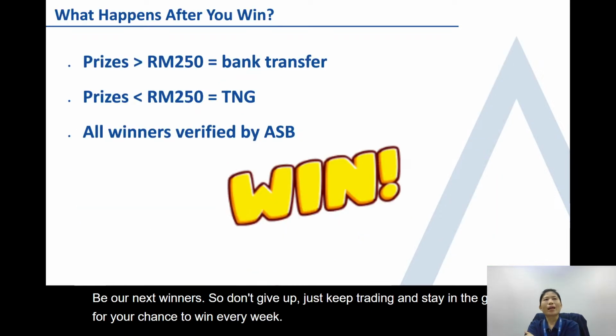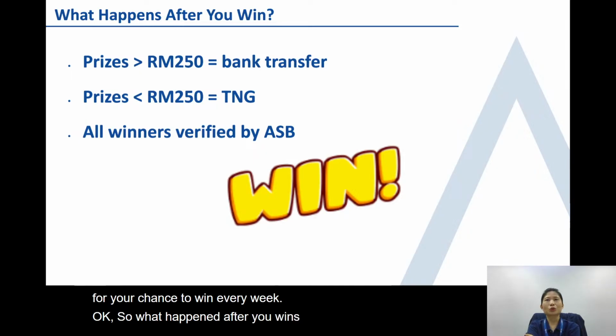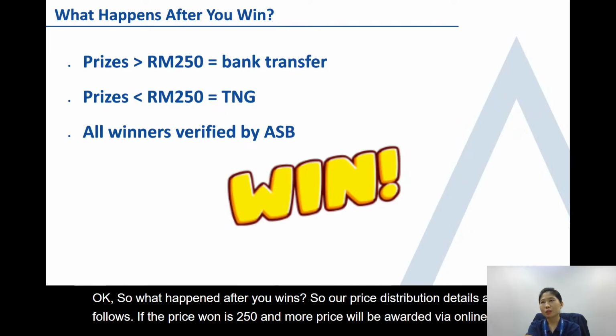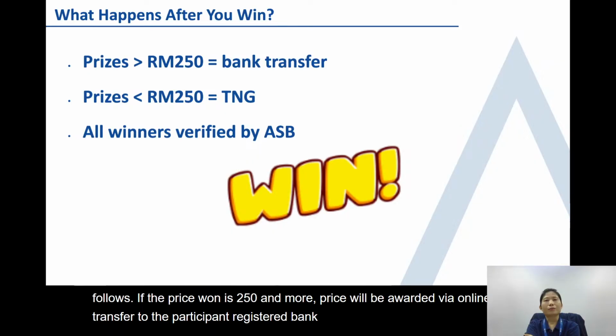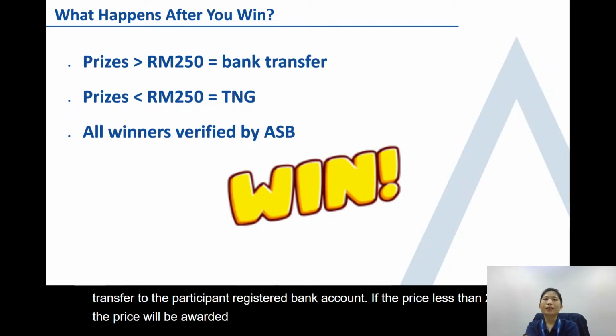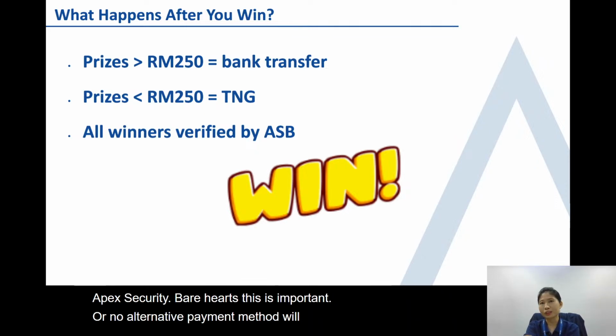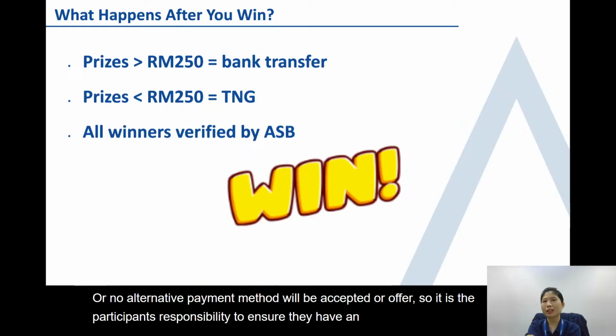Okay, so what happens after you win? Our prize distribution details are as follows. If the prize won is 250 or more, the prize will be awarded via online transfer to the participant's registered bank account. If the prize is less than 250, the prize will be awarded via Touch 'n Go. All winners are verified by Apex Securities Berhad. It is important that no alternative payment method will be accepted or offered. So it is the participant's responsibility to ensure they have an active and valid bank account to receive the prize.